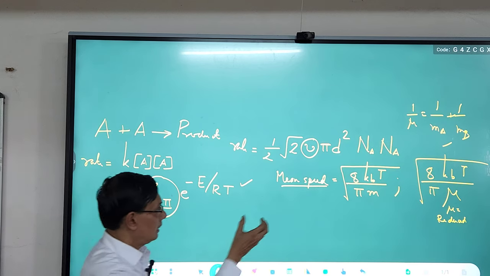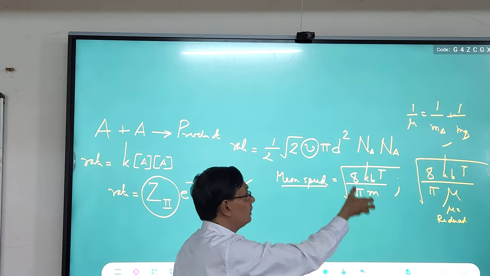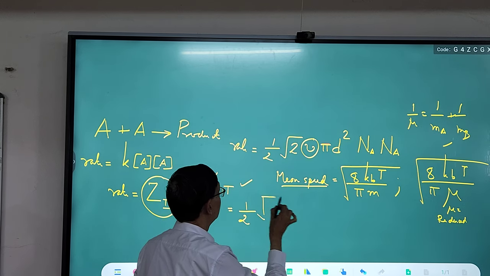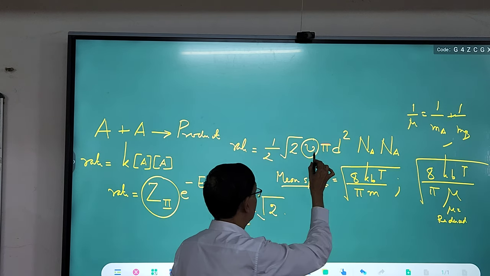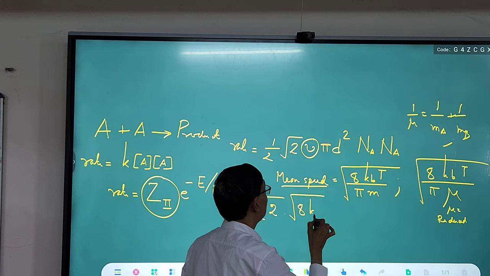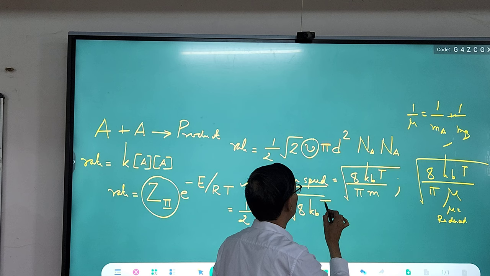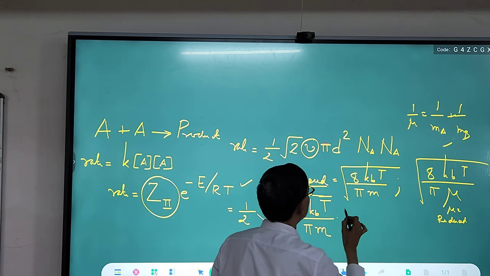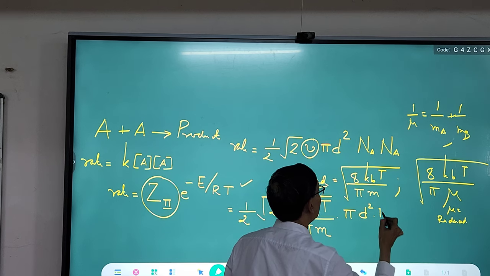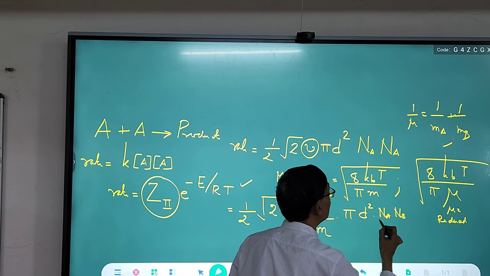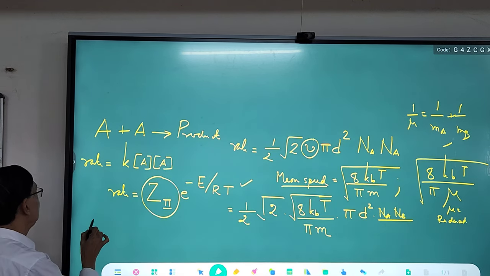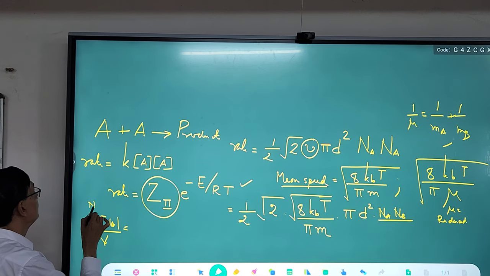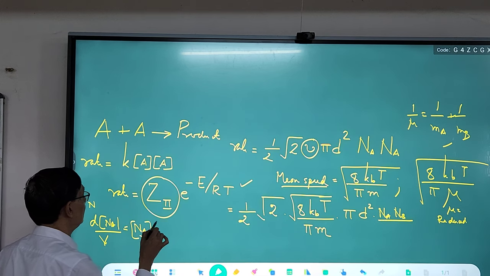Agreed? So what do I have to do? I have to substitute the value of this mean speed into our equation. So just half under root of 2, in place of mu, 8 kBT by pi m, where k is the Boltzmann constant. I am not writing the units and other things. You follow? Just I substitute pi d square n_A and n_B. And n_B, I can write like that, d, n_A of B. Collision diameter, number density. So this actually depends upon n_A and n_A.